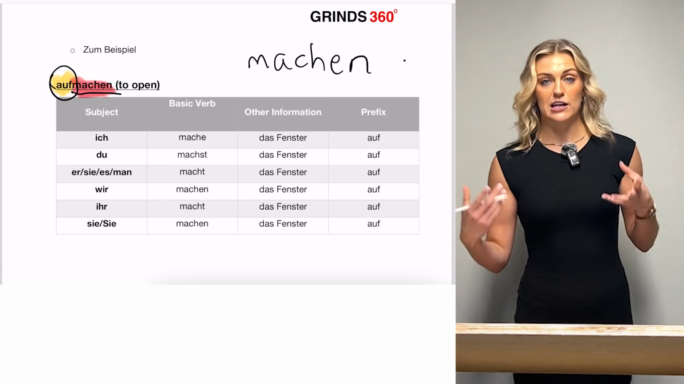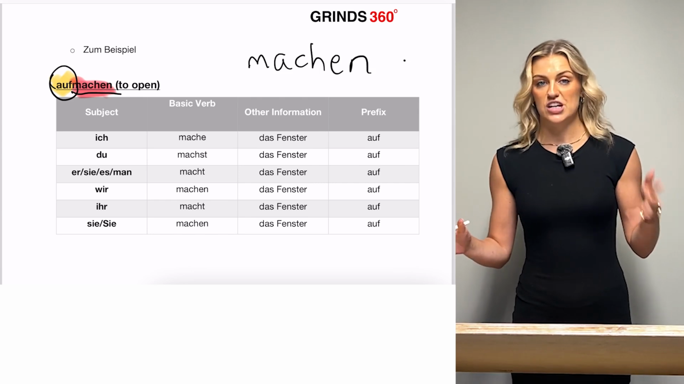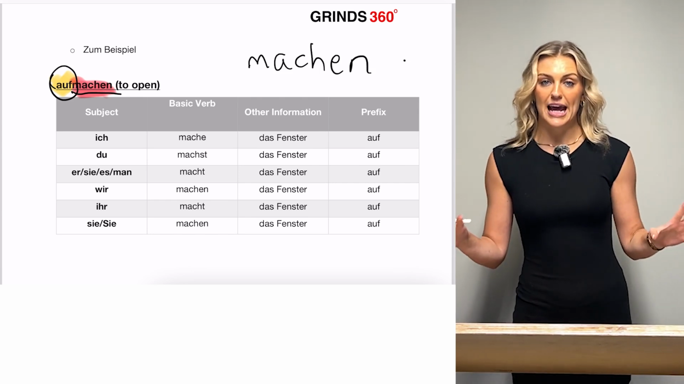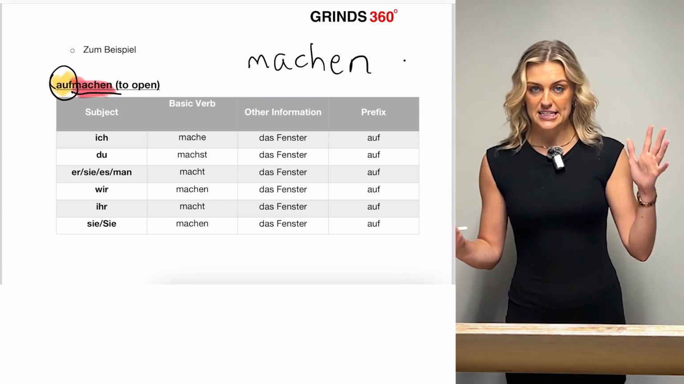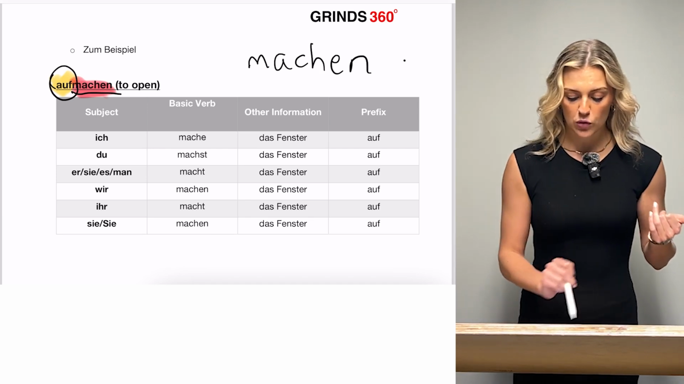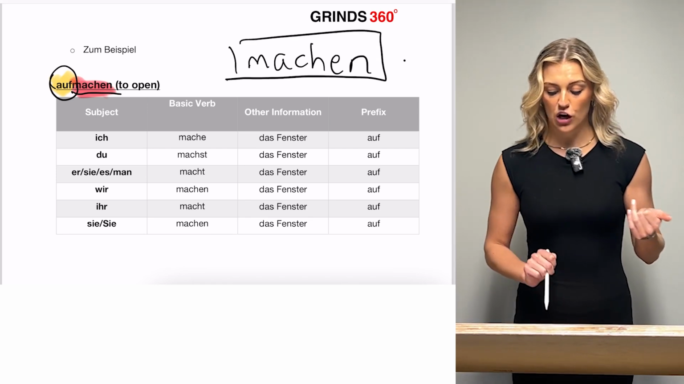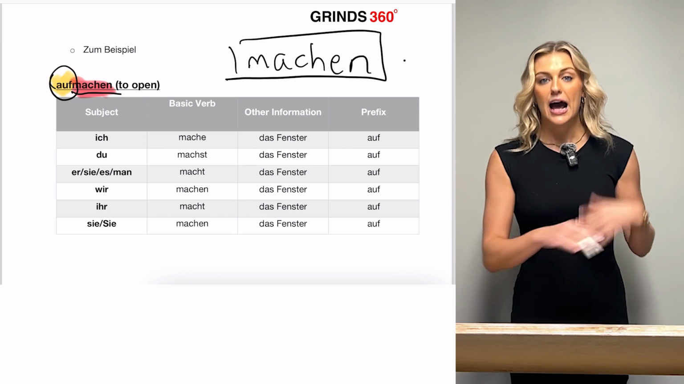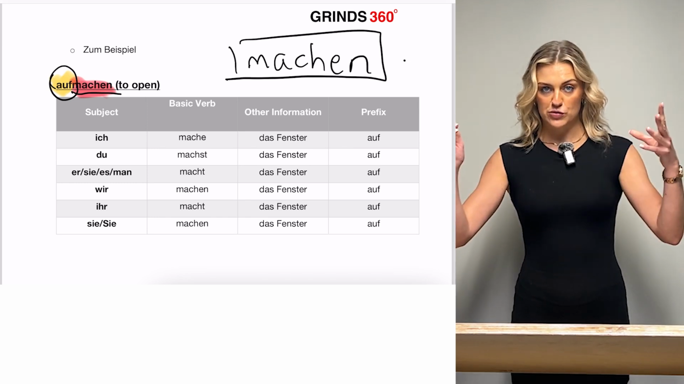Machen is just a regular verb, so it doesn't get any root change for du or er/sie/es/man, it just gets the normal endings: e, st, t, en, t, en. So auf goes to the end and machen is conjugated and put in second place. If you have any other information, then it goes between these two things.